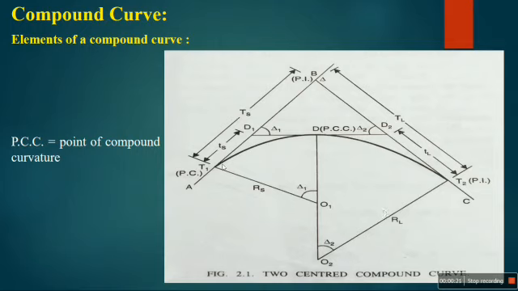As you know, a compound curve means it is a combination of two arcs of two different radii. The turning of these two arcs will be in the same direction. Then it is called a compound curve. Here also, this is the first arc, that is T1 to D, and D to T2 is the second arc.